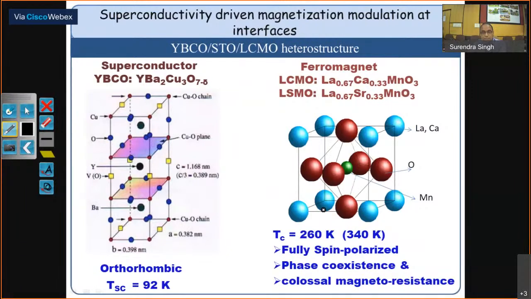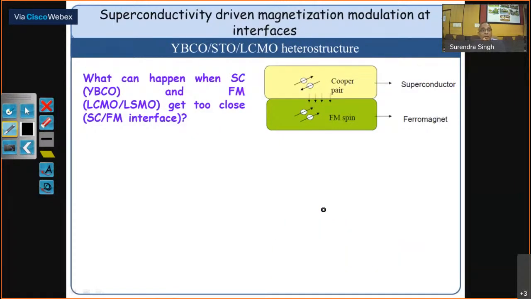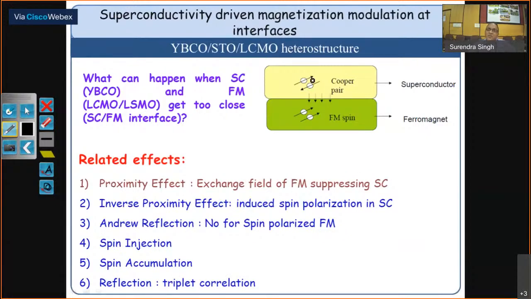Okay, so let us see what happens when we bring the superconductor and the ferromagnet close together. We know in the superconductor there are Cooper pairs, and then we have ferromagnetic spins in the ferromagnet. So what is happening at the interfaces? There are so many phenomena related to this kind of proximity, which have been studied extensively. And then there is an inverse proximity effect. There is Andreev reflection, spin injection, spin accumulation, and all these phenomena happen. So let us see. We will consider.